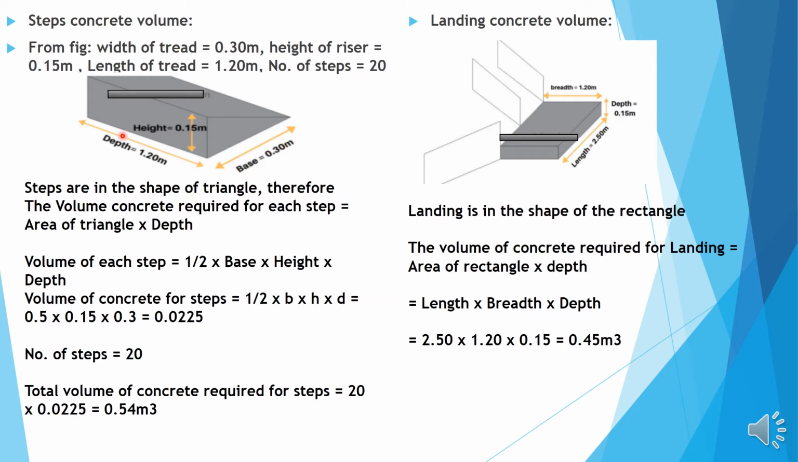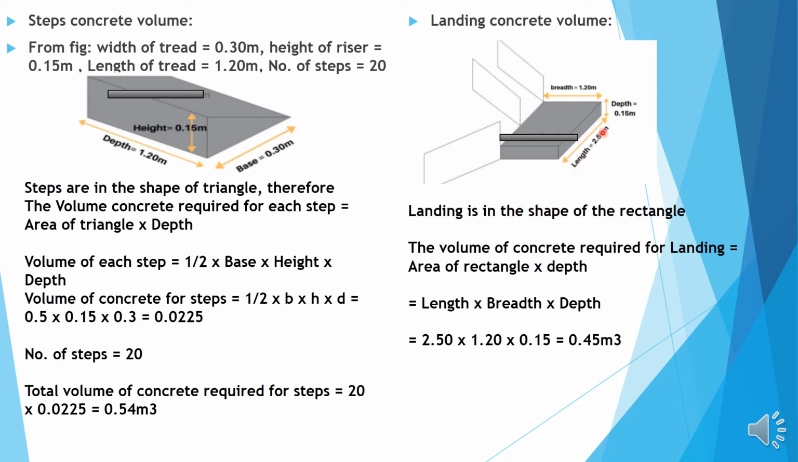This is the base, that is 0.300. This is the depth, that is what you call now the width, it's 1.2 meter. Height will be 0.15 meter. Steps form the shape of a triangle. Therefore, the volume of concreting required for each step is equal to area of a triangle into depth. Volume of each step is equal to half into base into height into depth. Volume of concreting of each step will be half into 0.3 into 0.15 into 1.2, which makes 0.027. Number of steps is equal to 20. Total volume of concreting required for steps is equal to 20 into 0.027, which is 0.54 cubic meter.